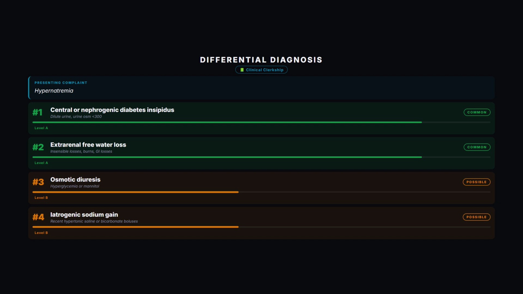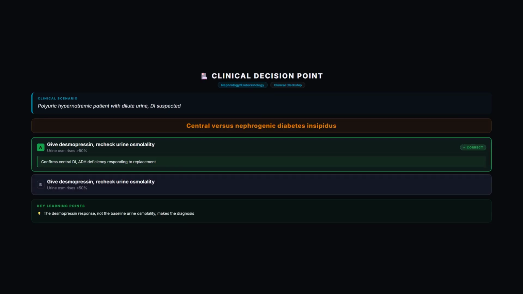When diabetes insipidus is on the differential, the desmopressin challenge separates central from nephrogenic. Give desmopressin and recheck urine osmolality. A rise of more than 50% means central DI responding to replaced ADH. Minimal change means the kidney isn't responding, and you're dealing with nephrogenic DI instead.